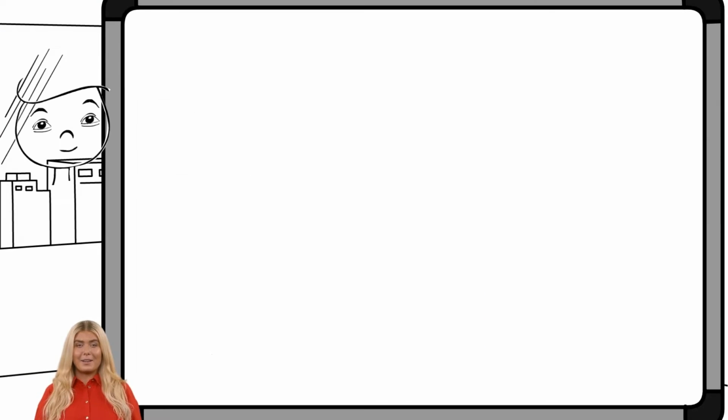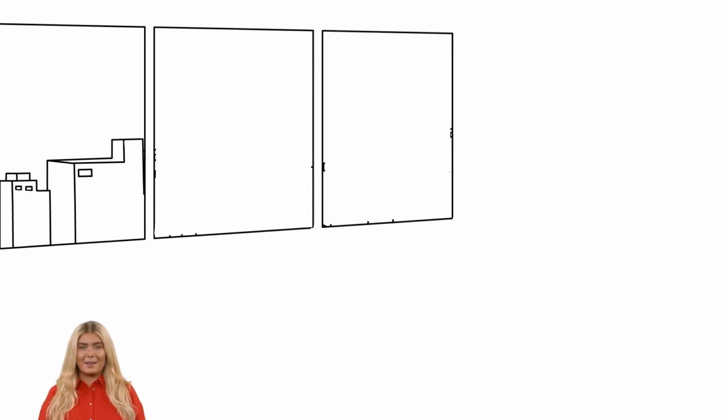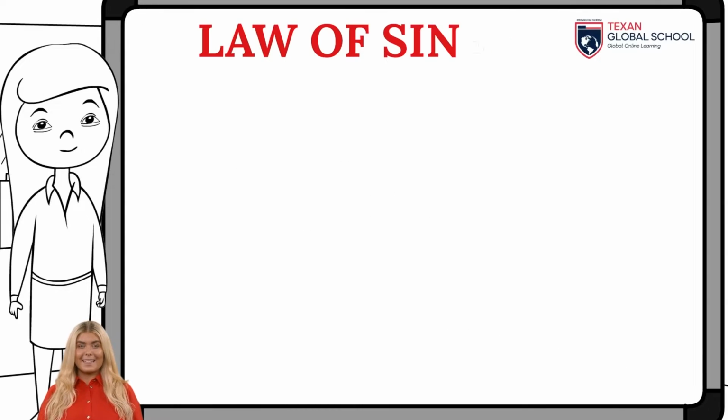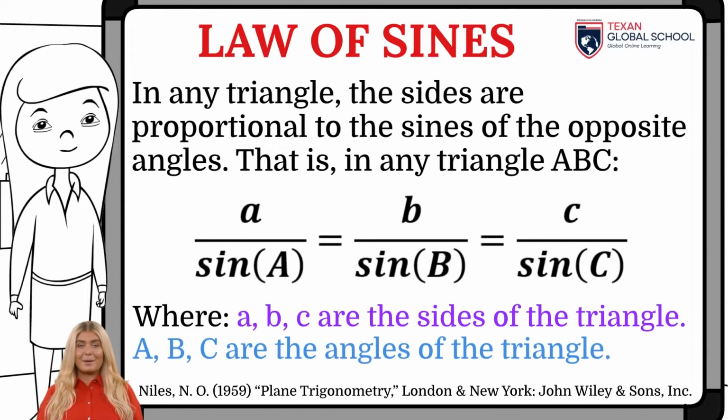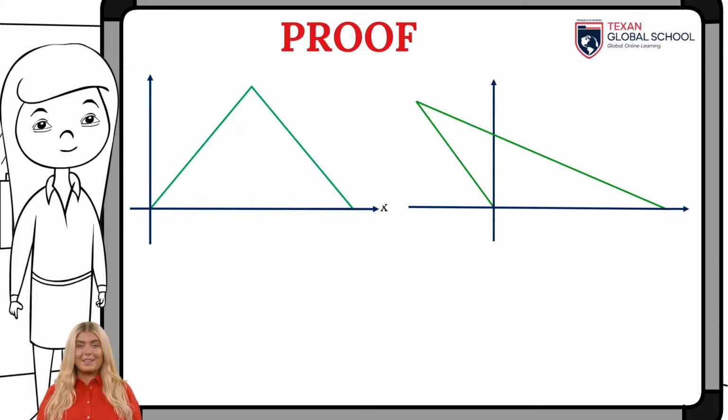In this class, the law of sines is analyzed as a tool to solve oblique triangles. The law of sines states that in any triangle, the sides are proportional to the sines of the opposite angles. We can see the relationship in which, by triangle notation seen in earlier classes, the lowercase letters represent a triangle's sides, and the capital letters represent the angles of the triangle. This form of presentation of the law of sines expresses three formulas in one, depending on the data available.